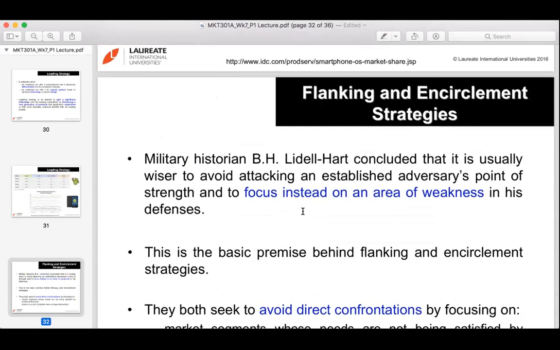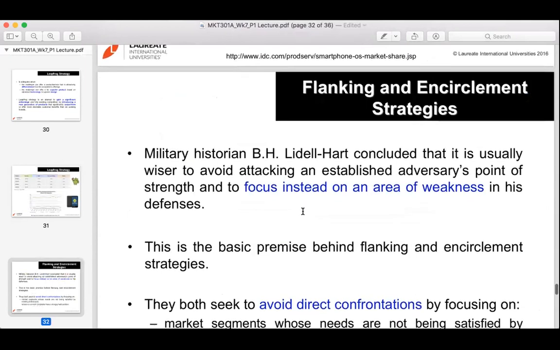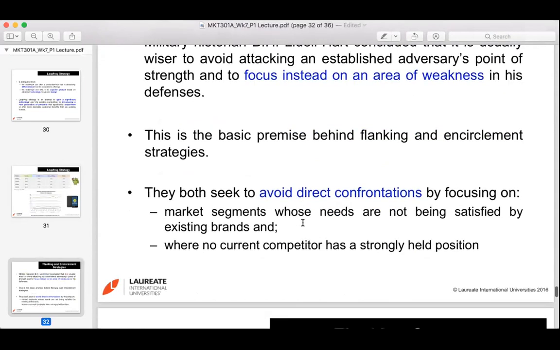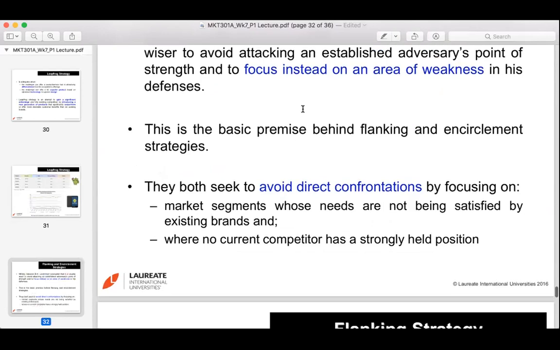And flanking and encirclement strategy is another one. Basically, we try to avoid direct confrontations by focusing on certain market segments that have not been satisfied by the existing brands and where no current competitor has a strongly held position.